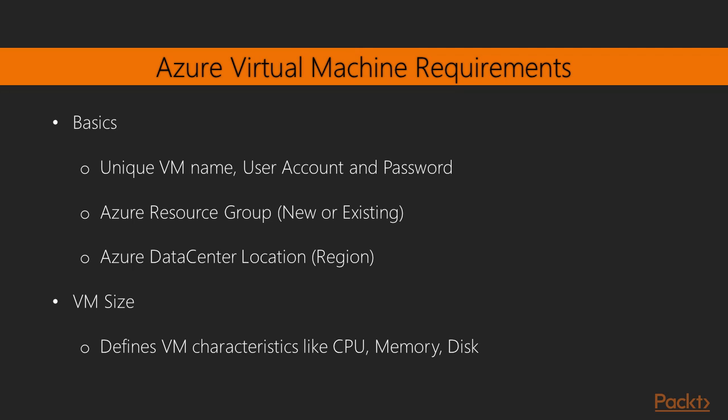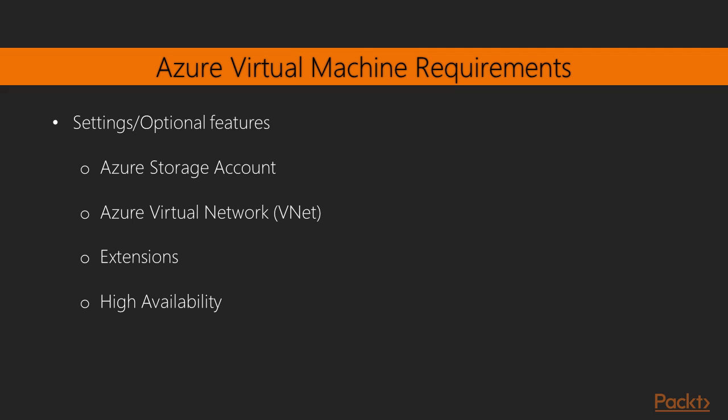After the basics are done, you define your virtual machine size, which, as you already know from previous sections, refers to machine characteristics like CPU, memory, and disk capacity, based on the specific t-shirt sizes. In the last step, you define your overall machine settings, specifically from an Azure perspective, like which Azure storage account you want to use, an Azure virtual network, whether you want to activate specific Azure extensions, like virtual machine extensions, and then flagging whether you want to use high availability or not, where high availability for virtual machines will be covered in the next video.